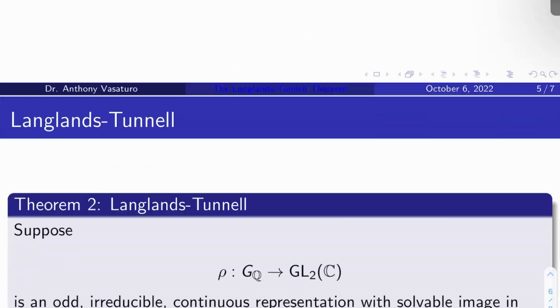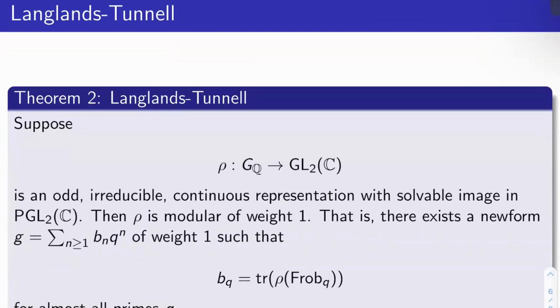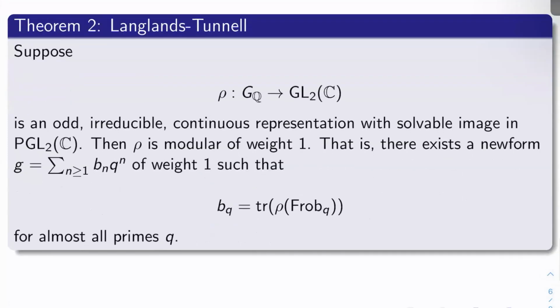Okay, so what is Langlands-Tunnell? So here's the ordinary or standard Langlands-Tunnell. We'll call it Theorem 2. Suppose rho from G_Q to GL2 of C is odd, so the determinant of complex conjugation is -1, irreducible and continuous as a representation. And suppose that when you look at its image in PGL2 of C, you get something solvable. Then rho is modular of weight 1. That's what Langlands-Tunnell says. That is, there's a newform, let's say g with Fourier coefficients b_n of weight 1, such that b_q equals the trace of rho of Frobenius at q for almost all primes q.